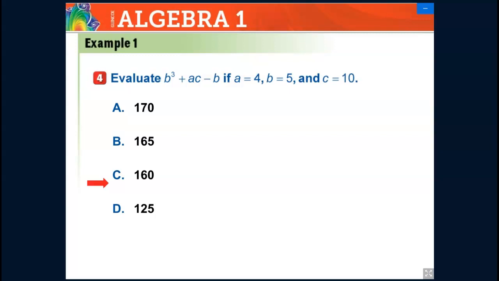Correct answer was 160 because you plugged in 5 for B, and 5 cubed is 125. And then you plugged in A, which is 4, plugged in C, which was 10, and subtracted B, which is 5. So you had 125 plus 40, which is 165. Take 5 away, and you get 160.